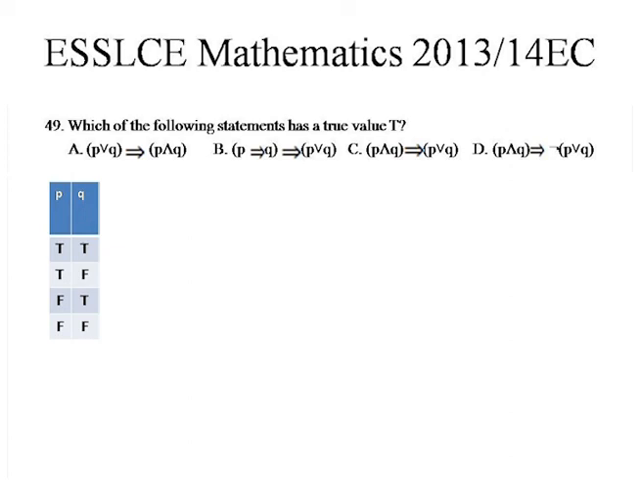To solve for the first value, that's P or Q. P or Q is false only when both of them are false, otherwise it's true. So P or Q, meaning true or true is equal to true, true or false is equal to true, false or true is equal to true, false or false is false.